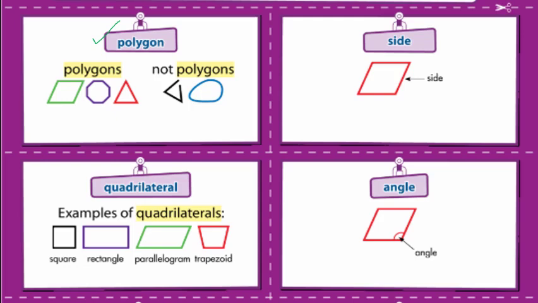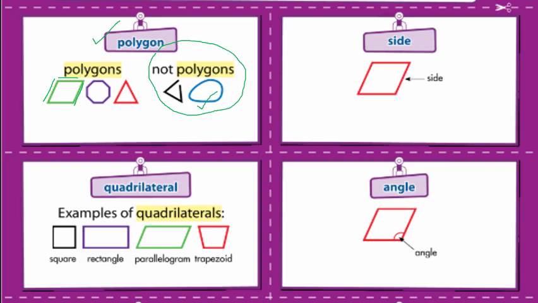A polygon is a closed figure made up of straight line segments. You can see in the picture that the polygons have straight lines. Okay? And these shapes are not polygons. Why are they not polygons? You have watched in the video that a circle is not a polygon, and this shape, it's kind of an oval, is not a polygon. Why?